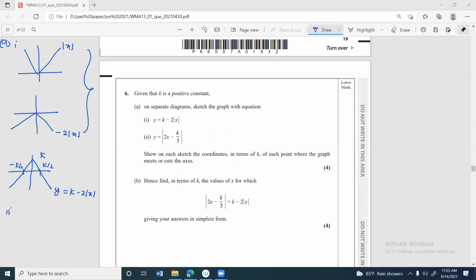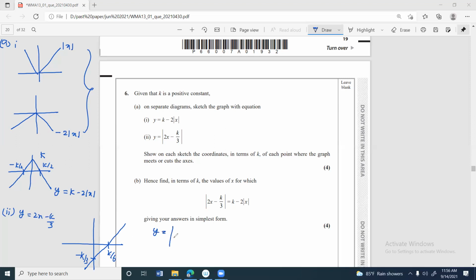Okay. Then part 2. So we need to draw the modulus of 2x minus k over 3, right? So the best way of doing this question is initially to sketch the graph y equals 2x minus k over 3. If you draw this, you can see it's a straight line with a positive gradient and a negative intercept, minus k over 3. And here this meets the x-axis, meaning y equals 0, at k over 6. Then this is just y equals 2x minus k over 3.